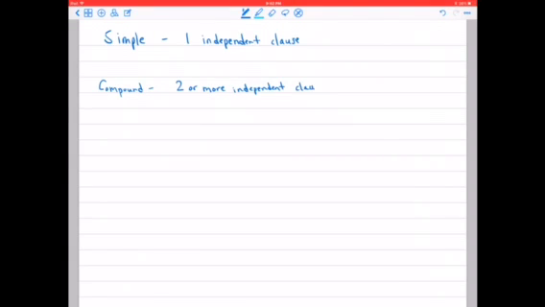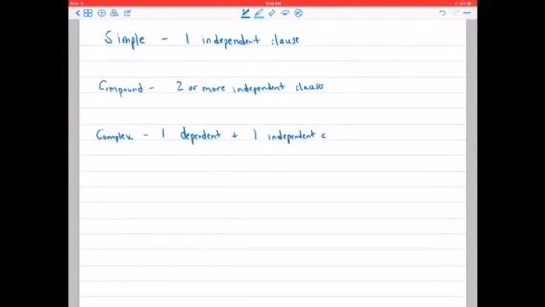Everybody, so we've talked about different kinds of sentences. We've talked about simple sentences, compound sentences, and complex sentences. We talked about simple with just one independent clause. We've talked about compound sentences with two or more independent clauses. And we've talked about complex sentences with one dependent and one independent clause.